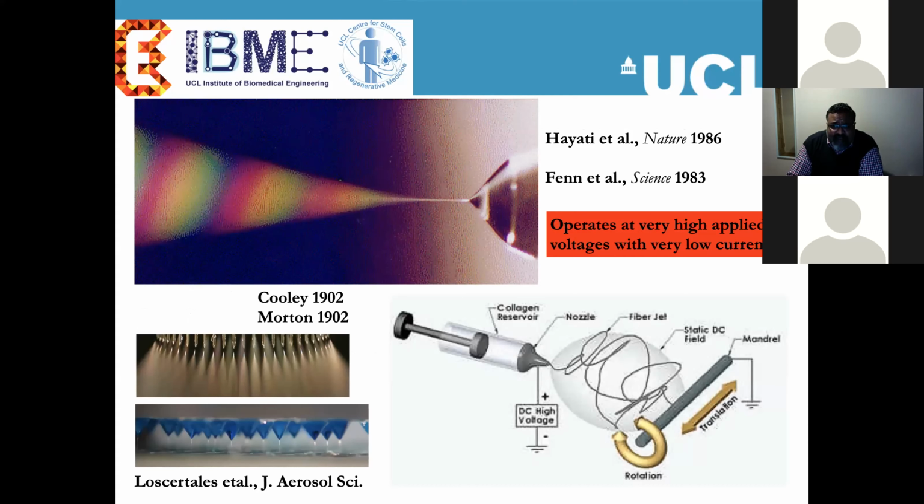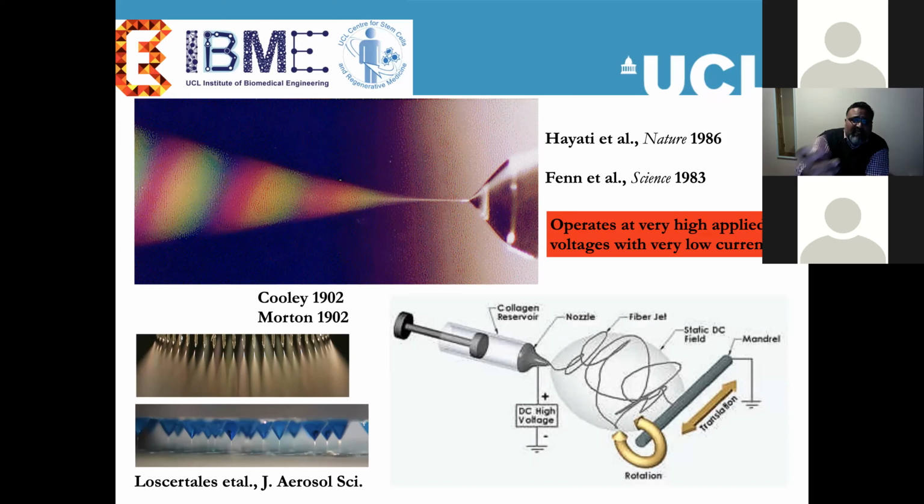These are technologies that have been around for yonks. As you can see, electrospinning has been around since Cooley and Morton in the 1900s. Electrosprays were first talked about in the 1600s by William Gilbert in De Magnete. The significant papers that have come out from this have been the article in Science by Fenn et al. in 1983 that showed that electrosprays can be combined with mass spectrometry in order to identify molecules by their charge to mass ratio.